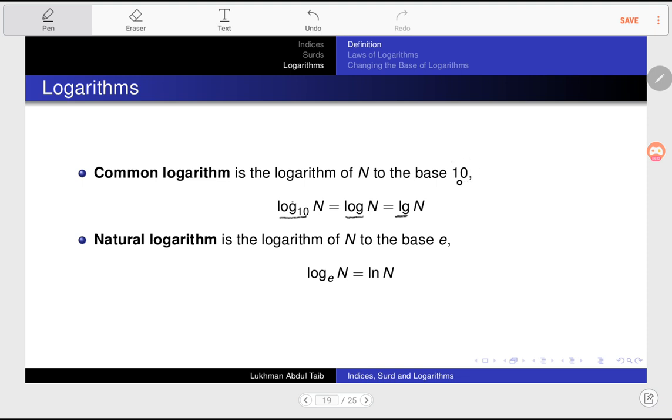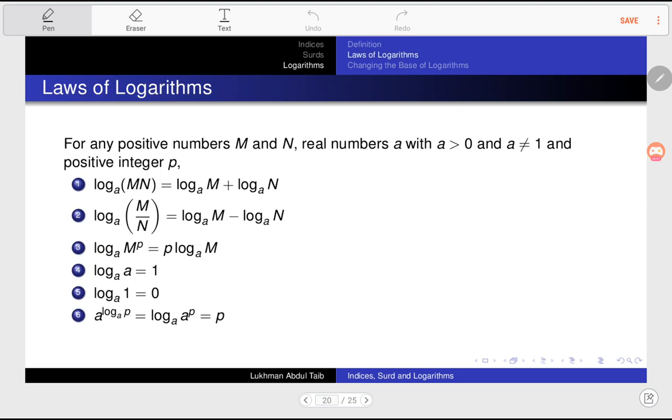If we want to talk about base e, we have e to the power x, so now our base is e. The inverse of the exponential function is the natural logarithm. Natural logarithm has two common notations: log to the base e, and ln, L-N, ln. So when we have log e or ln, it refers to the natural logarithm.